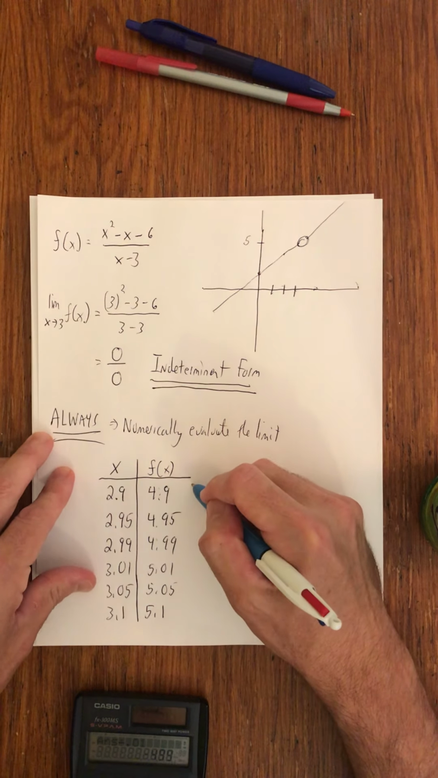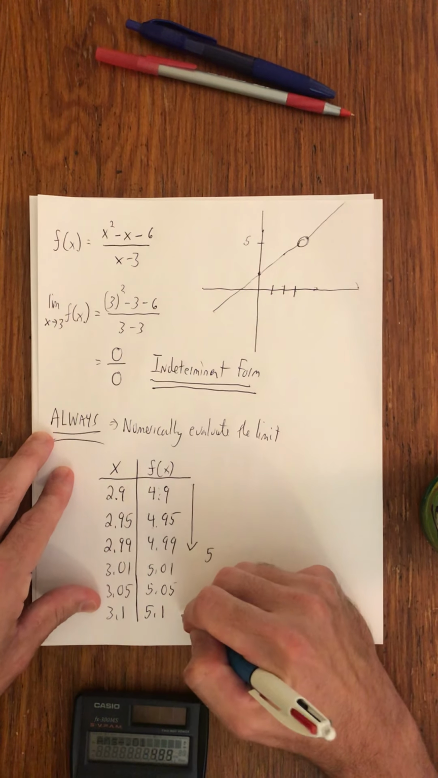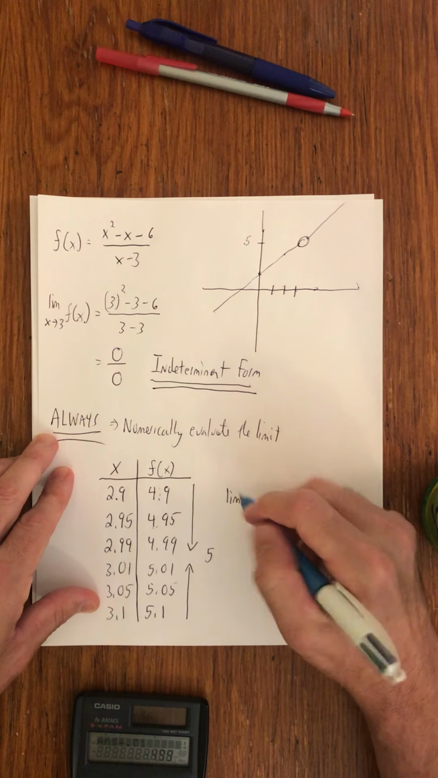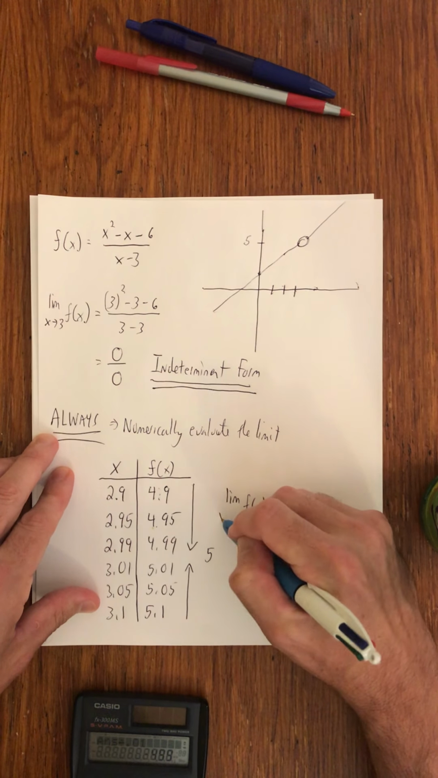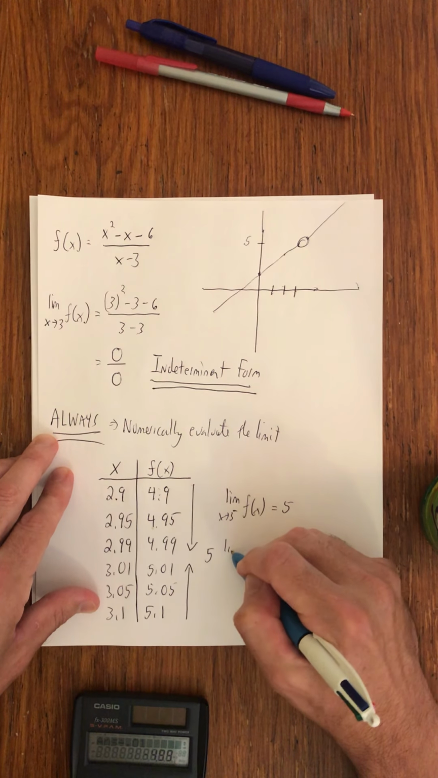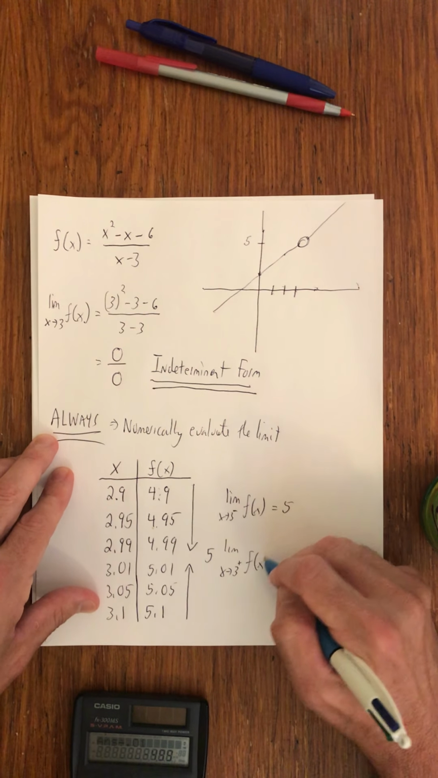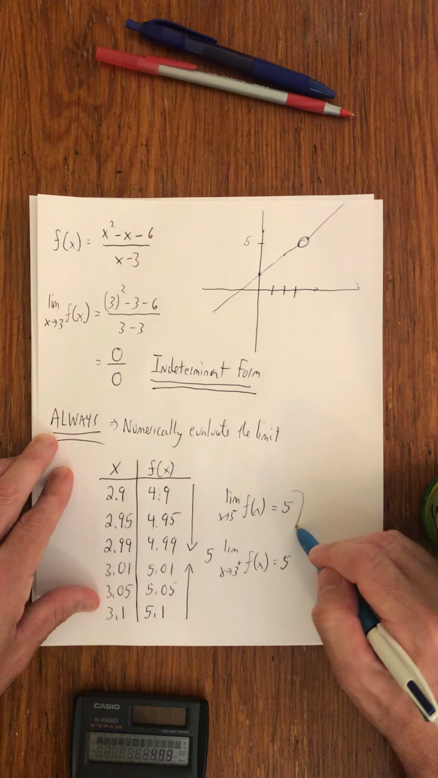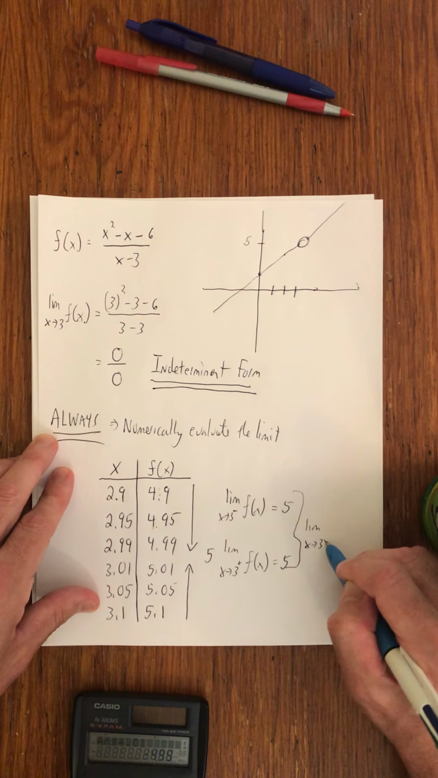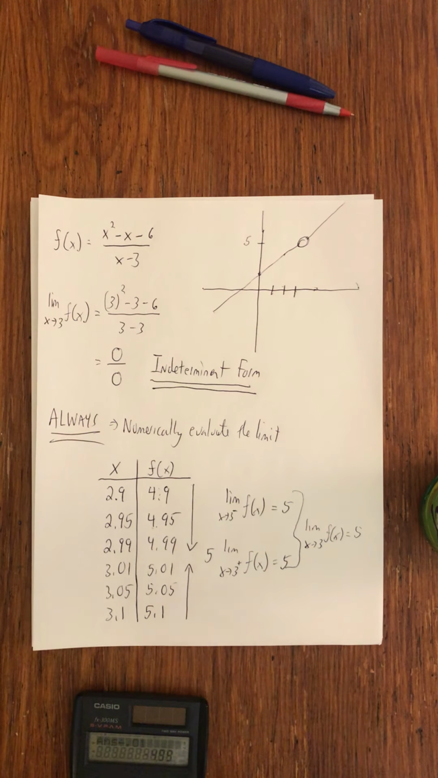And so what we notice here is that as I approach 3, the value approaches 5, and as I approach 3, the value approaches 5. If I want to write it more formally, the limit of f of x as x approaches 3 from the left is equal to 5, and the limit as x approaches 3 from the right is equal to 5 as well, and therefore I can say, because those two things are the same, that the limit as x approaches 3 of f of x is equal to 5. Whew. Now that's a lot of work, but it always works.